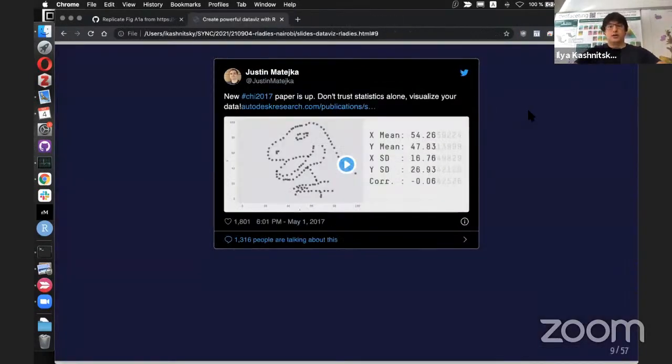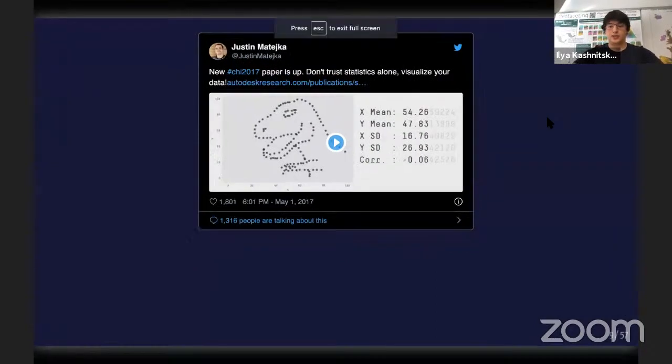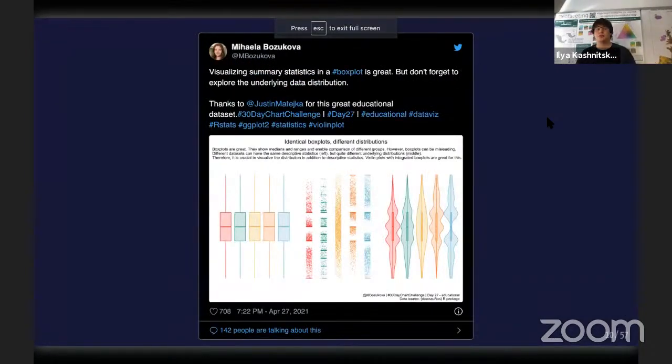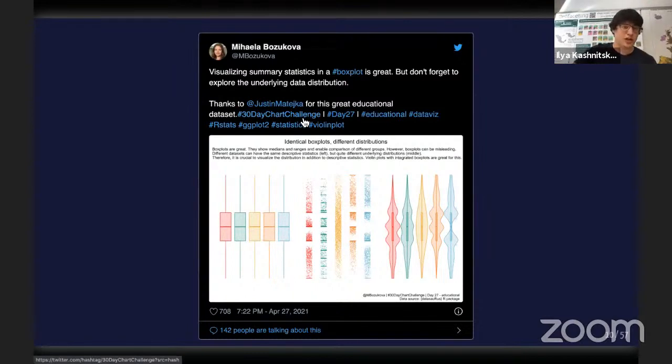But let me give you another cool example. This one is another recent example coming from the popular 30 days chart challenge that was booming on Twitter in April. An image of, again, 5 data sets that share the same summary statistics. If you visualize these summary statistics with a boxplot, they would look like exactly the same data sets, but actually the distributions are completely different.